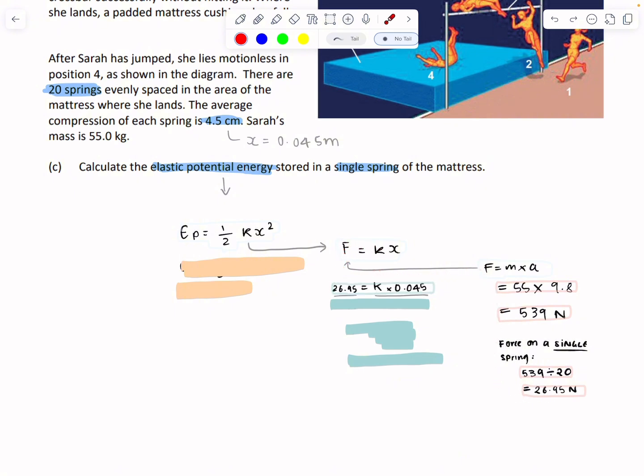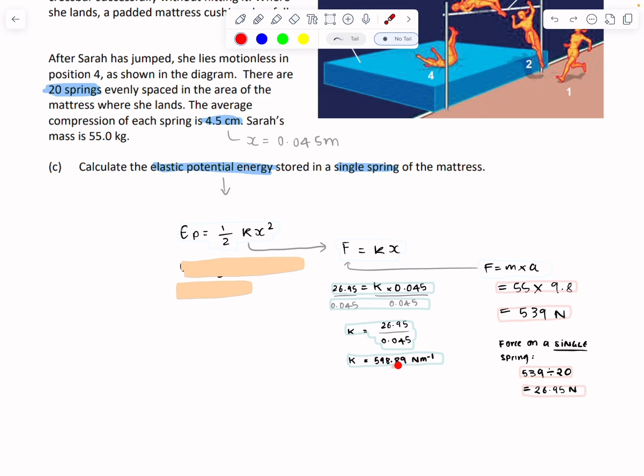So we have 26.95 equals this unknown spring constant times the compression in meters. To rearrange to find k, I need to get rid of times 0.045. I get rid of that by dividing by 0.045 on this side to cancel it out. That means I have to divide by 0.045 on this side too. And so k equals 26.95 divided by 0.045. Plugging that into the calculator, this is the value that you should get. This is the spring constant. This is how stiff each spring is.